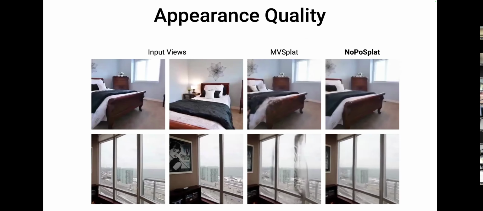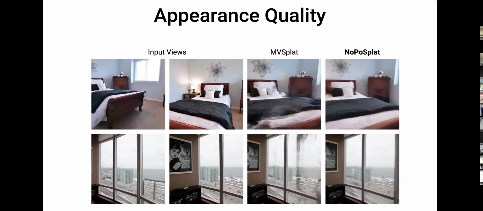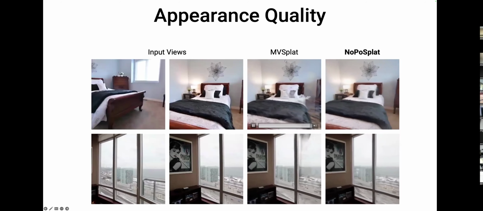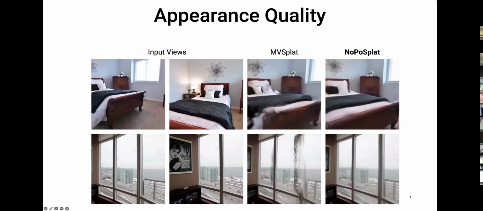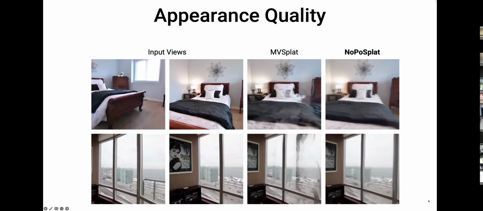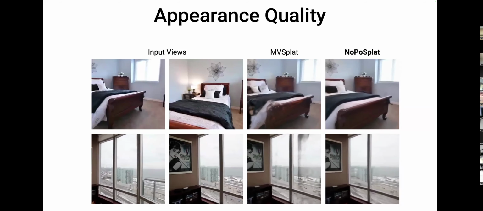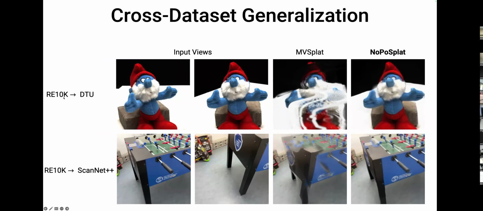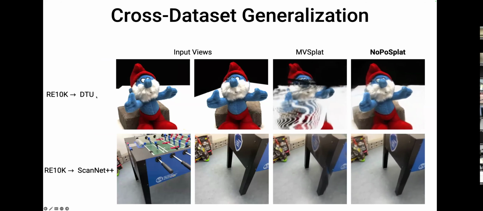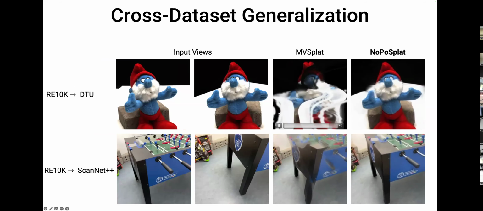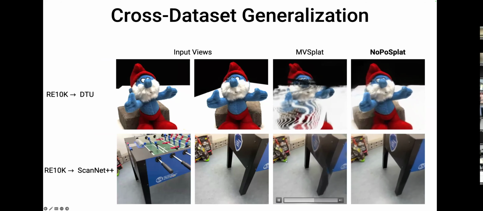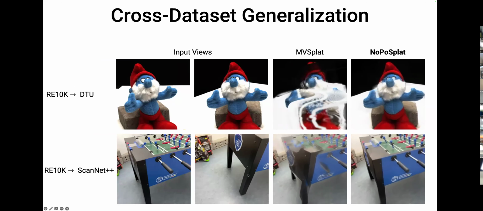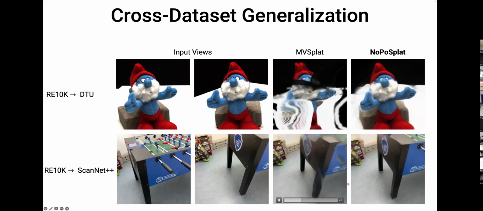Here are some novel view rendering results compared to baseline methods like MVSplat. As you can see here, it's definitely without those kinds of ghosting effects. And then for out-of-domain generalization, for example, if we only train on RE10K, which is only indoor scenes, you can directly apply it to DTU, for example, as you can see here, it's object-level reconstruction, which means that it actually generalizes well. And again, here are the results if we directly apply it to ScanNet++.